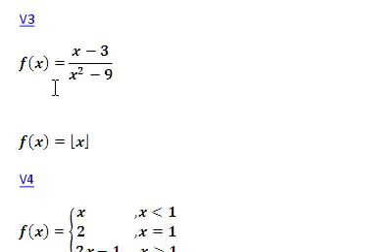Okay, we're going to be trying to find some points of discontinuity, if there are any, of the function f of x equals x minus 3 over x squared minus 9, and then this integer function here. I think it's the greatest integer function, also known as the floor function, but we'll talk about that when we get there.